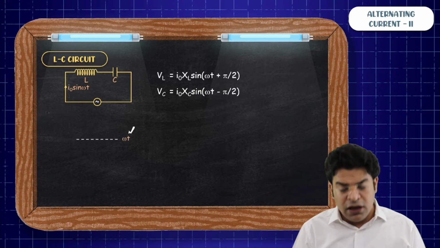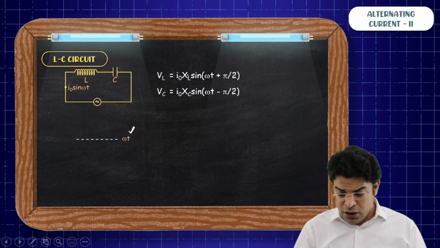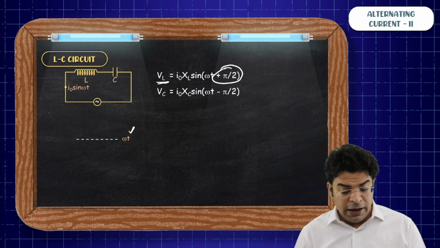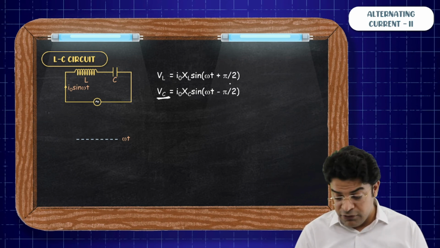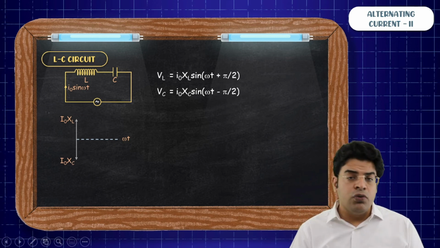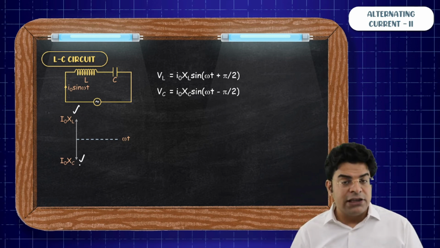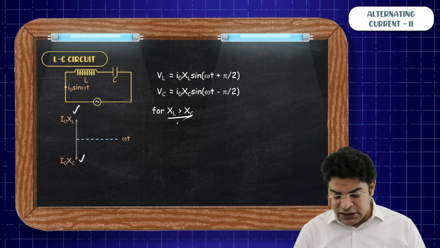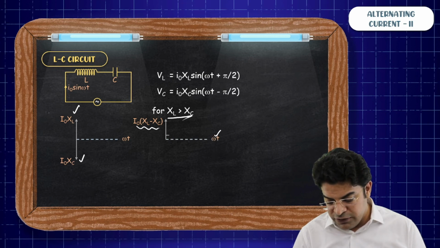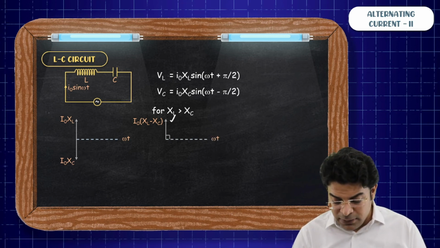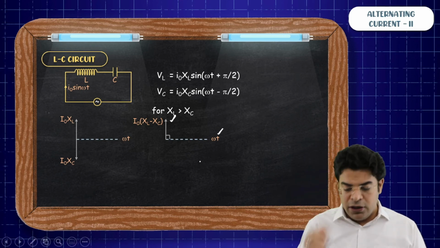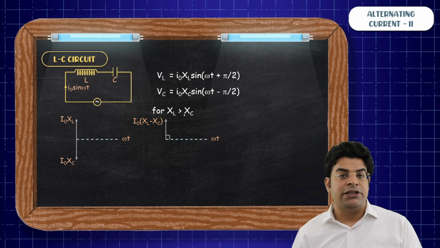So think of the phase of the current. The potential drop across the inductor will lead by a phase of pi by 2. The potential drop across the capacitor will lag by a phase of pi by 2, and this is how you will get them. Now think of two cases. Case 1, when XL is greater than XC. For XL greater than XC, you will get the resultant upwards, I naught (XL minus XC), and you have got this phase of current. So you will say that the potential drop will lead the phase of current by an angle of pi by 2, given that XL is greater than XC.